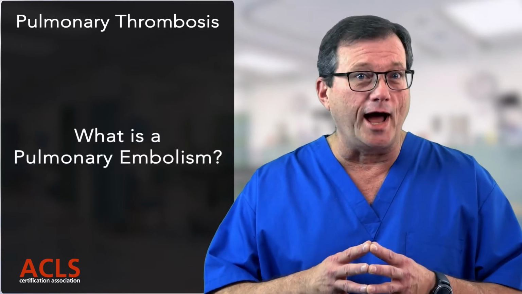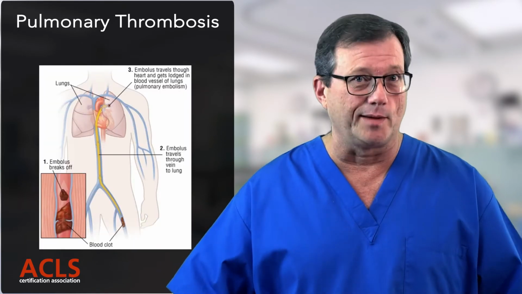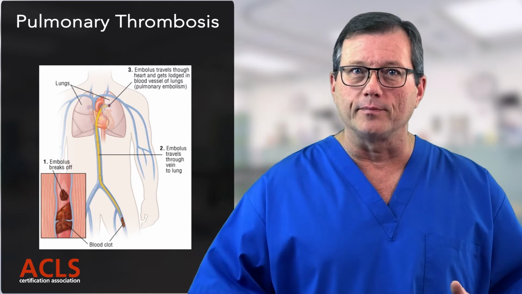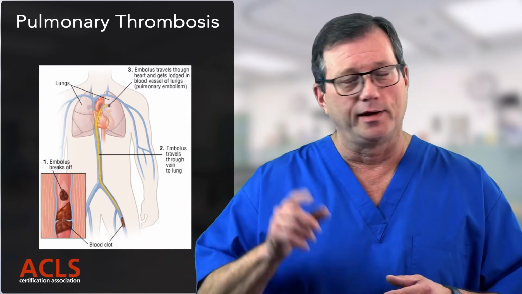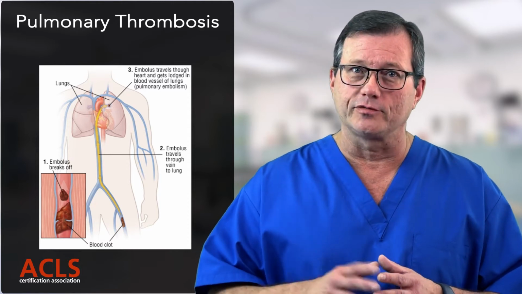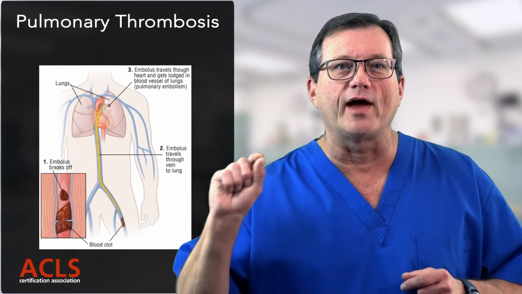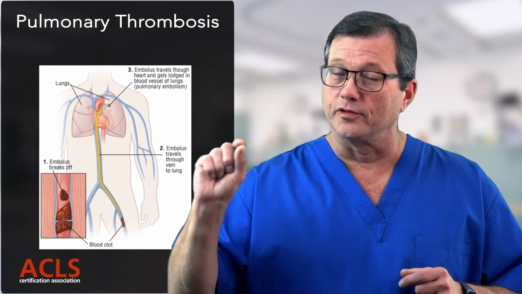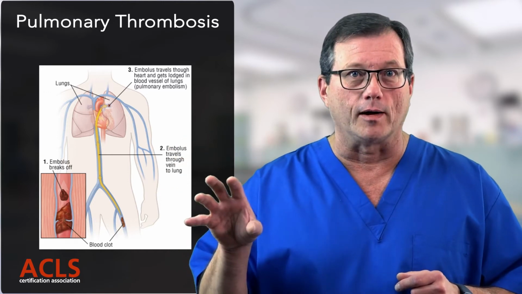What's happened is a clot has formed somewhere in the body, usually in the lower extremities, usually the upper leg. A clot has formed and it's broken free. Traveled up through the inferior vena cava, into the right atrium, into the right ventricle, out the pulmonary artery, and this clot got wedged in the vasculature of the lung, the blood vessel of the lung, preventing blood flow to that area of the lung.